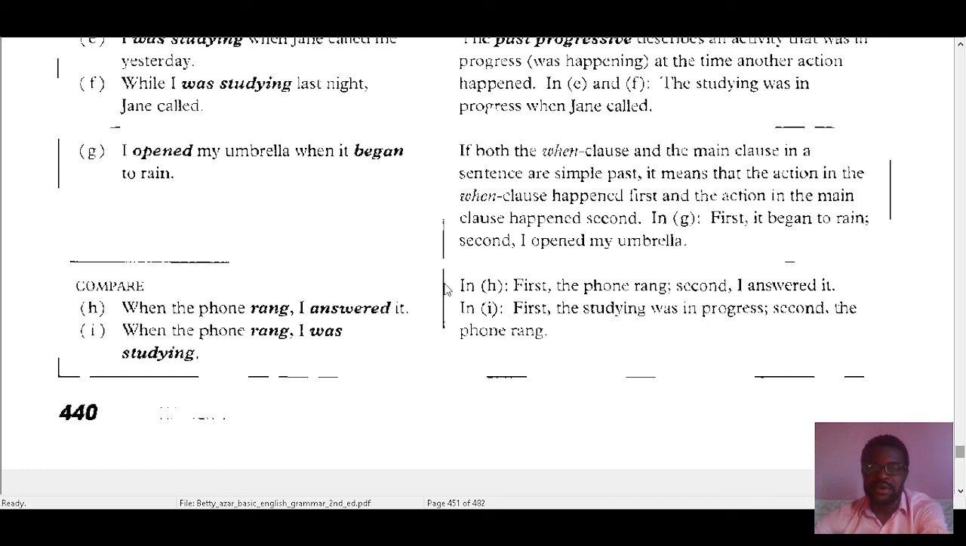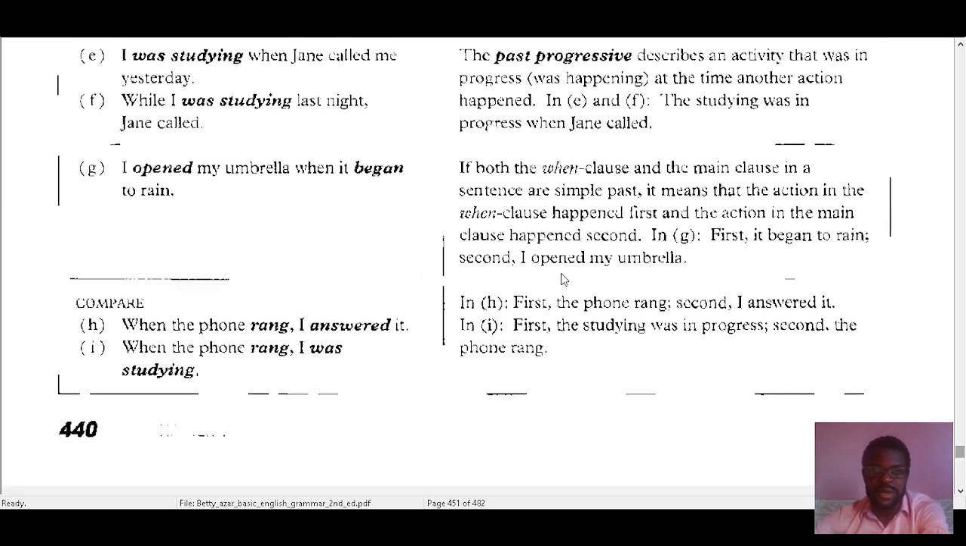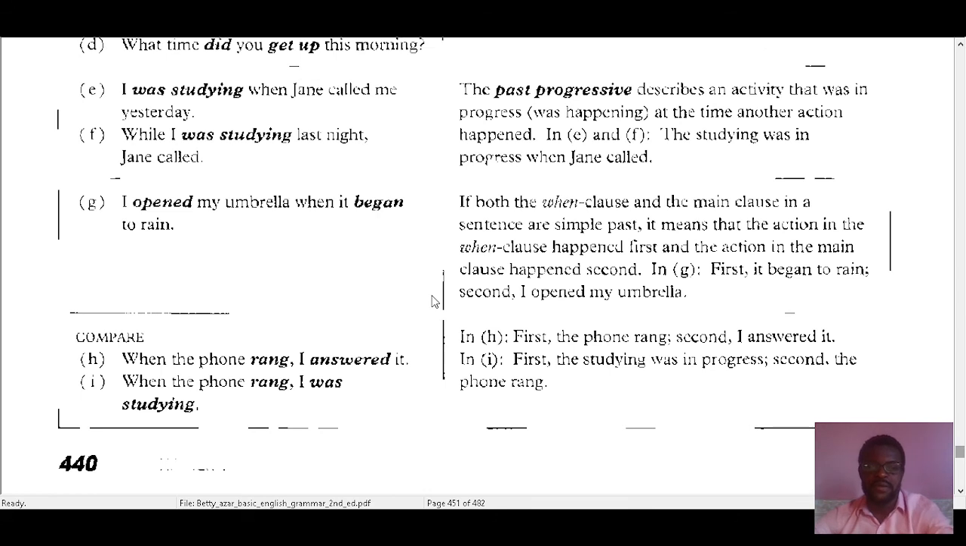So just try to make sense out of it, but I think this explanation helps. By the time we do a couple of exercises based on this, it's going to be clearer to you what is being talked about. Okay, with that said, let's quickly move over to the next section.